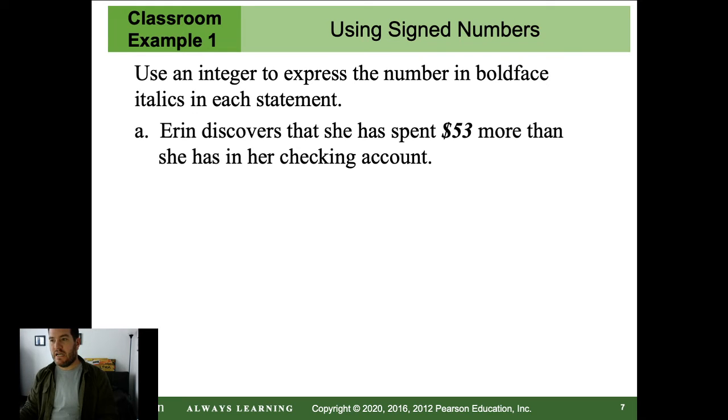Hopefully that makes sense. So the first thing we're going to talk about is, it says use an integer to express the number in boldface italics in each statement. So Erin discovers that she spent $53 more than she had in her checking account. So the question you're asking yourself is, is that a positive 53 or is that a negative 53? I think we can all agree that that would be a negative 53.